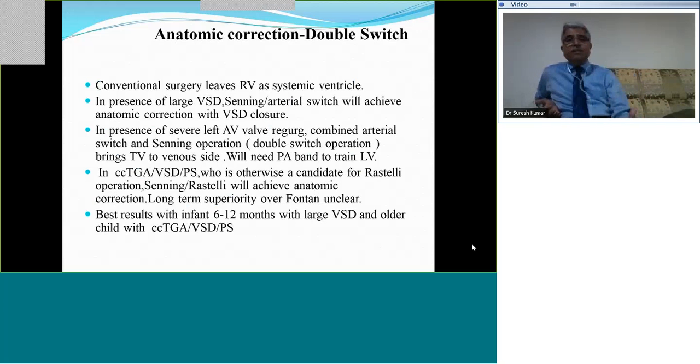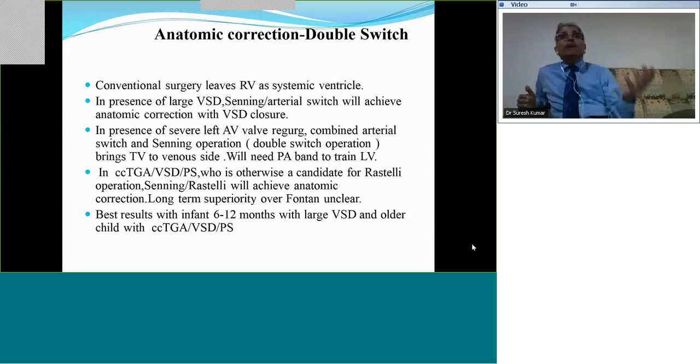And in CCTGA, VSD, and PS, who is otherwise a candidate for Rastelli operation, a Senning-Rastelli will achieve anatomic correction. It's not very clear whether this has long-term superiority over Fontan. And the best results for anatomic correction will be in the older infant with a large VSD. The ventricle is well prepared.